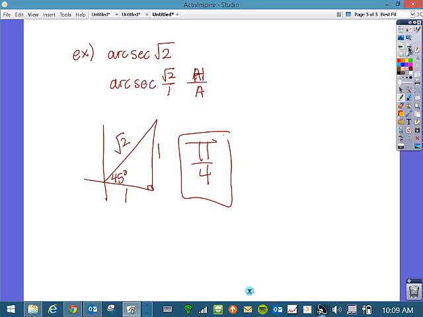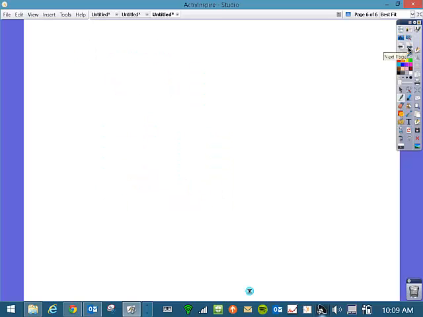Go ahead now and pause your video. You try this one. Try it on your own. What is cosecant inverse of negative √2? Pause your video. Attempt this on your own.